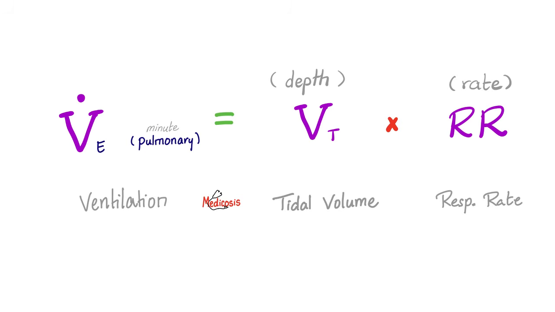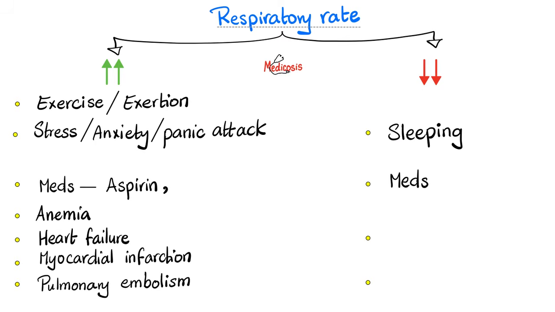That's why my breathing could be fast but shallow, or fast and deep, or slow and deep? What causes my breathing to be fast? Could be exercise, exertion, stress, anxiety, panic attack, medications like aspirin, anemia, heart failure, myocardial infarction, and pulmonary embolism. Yes, pulmonary embolism, the same pulmonary embolism that caused tachycardia, can also cause tachypnea.